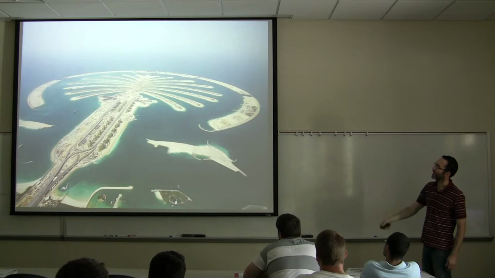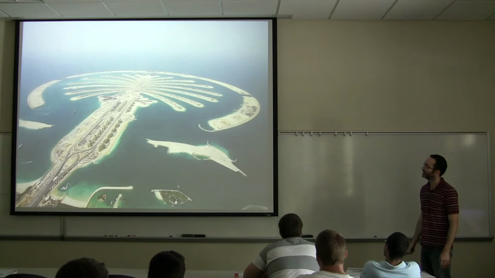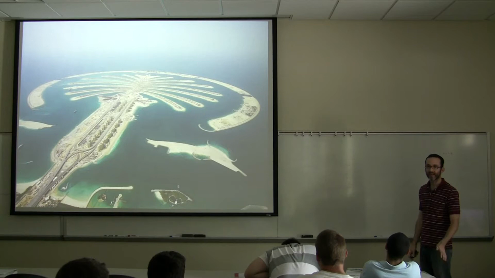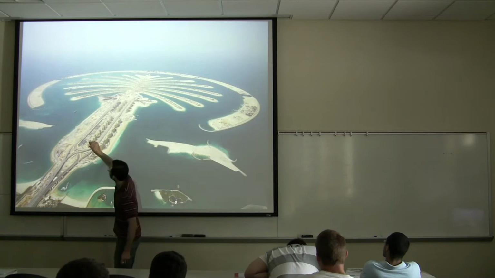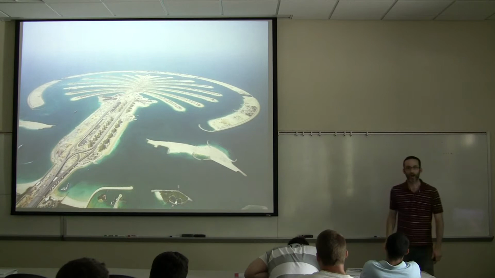And each one of these homes has beachfront access, and a 5-bedroom home on the Palm costs about $10 million. You can get an apartment. Here are apartment buildings. You can get a 1-bedroom apartment for about $500,000 if you don't mind being crammed in with everyone else.